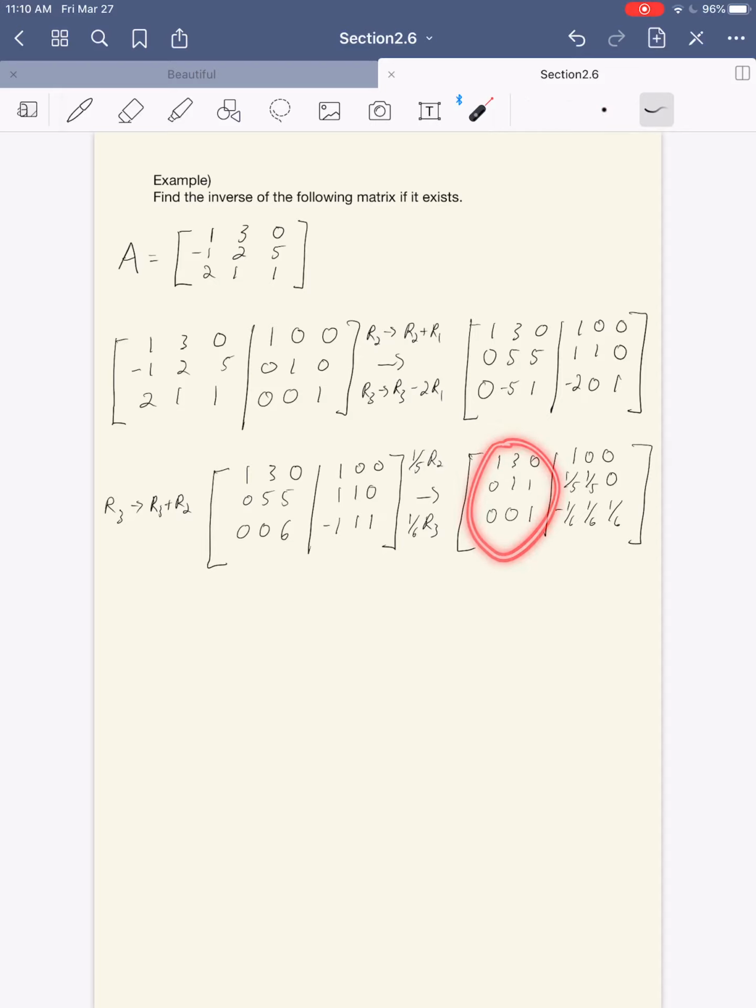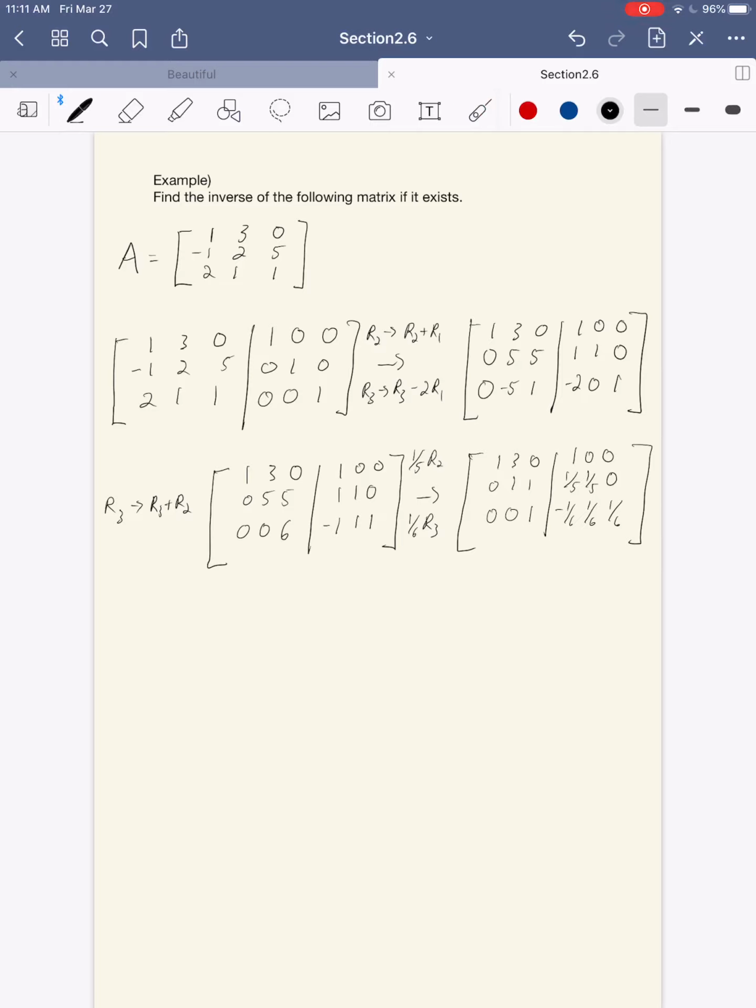At this point, we actually know something important. You've put this into row echelon form. It's not the same as the identity matrix. It's not in reduced row echelon form, but it is in row echelon form. That means you can tell right here that the rank of A is 3. So the rank is full. It matches the rows and columns. That means there will be an inverse.